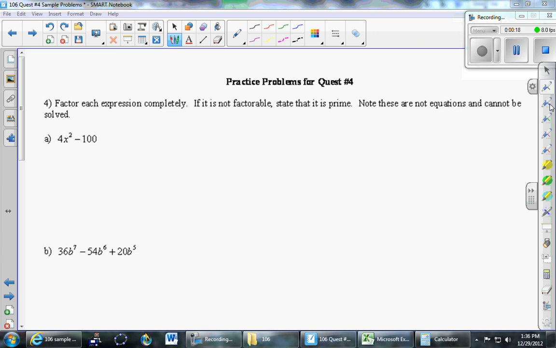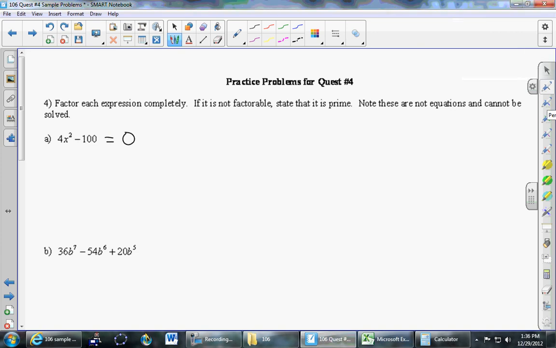So again, we're not going to introduce an equals 0. We're not going to try to solve for x. There's no equation in this one. We're just trying to factor. So first thing you do for just about any factoring problem is see if you can factor out any kind of GCF. So what's the greatest common factor for both of these terms? It's 4. So we get 4 coming outside, x squared minus 25 inside.